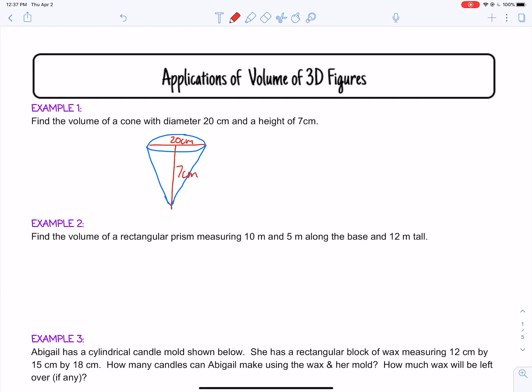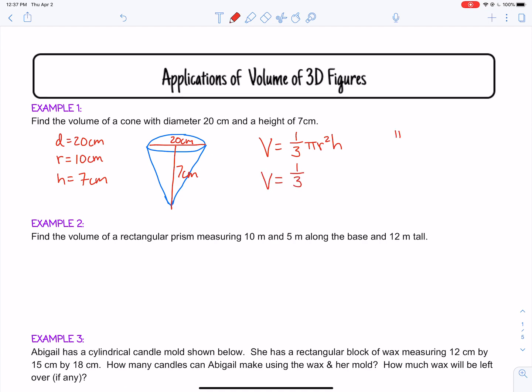And then we want the volume formula for a cone. That is 1/3 of the volume of a cylinder, which is pi r squared times the height. Then we just need to fill in what we know. We know the diameter is 20 centimeters, but we need the radius. The radius is half of the diameter, so that would be 10 centimeters. And then our height is 7 centimeters. So let's fill in, the volume is 1/3.